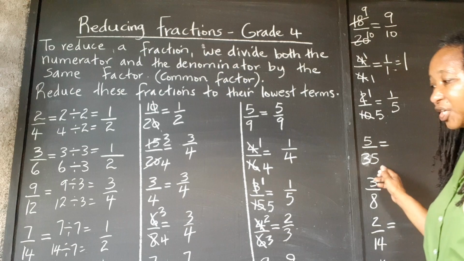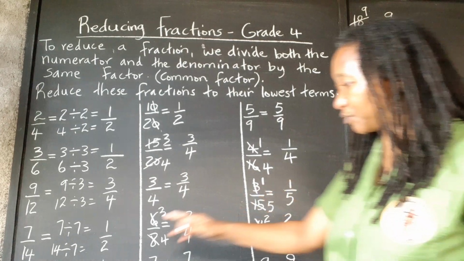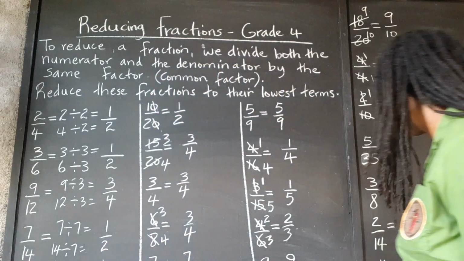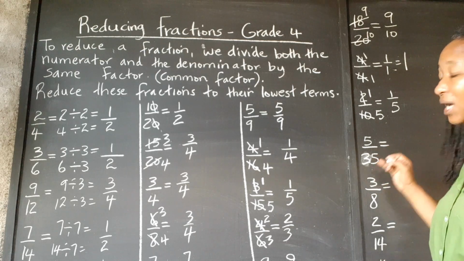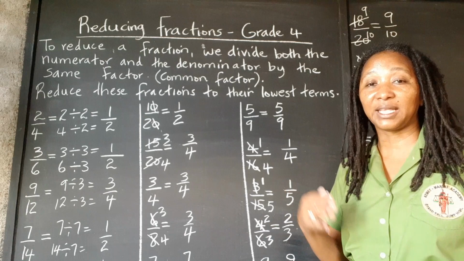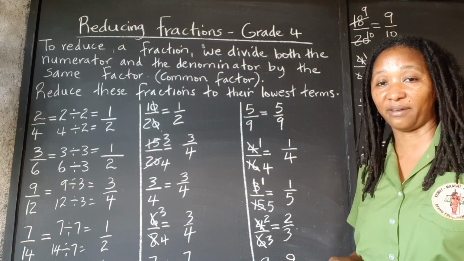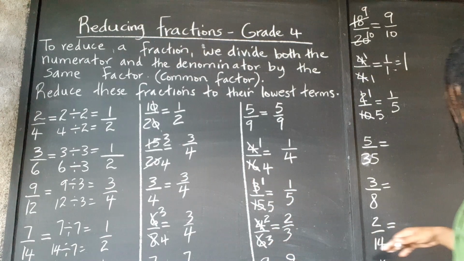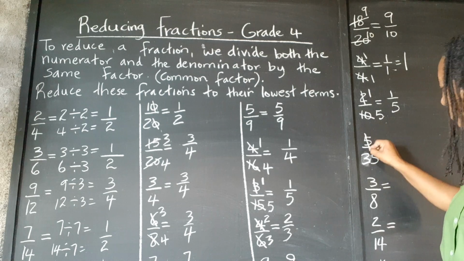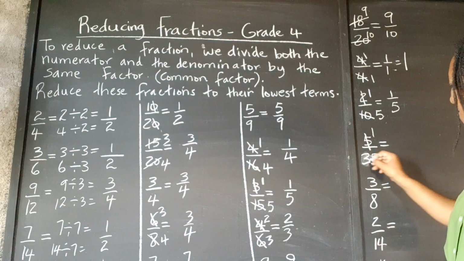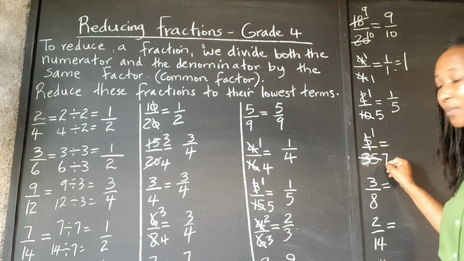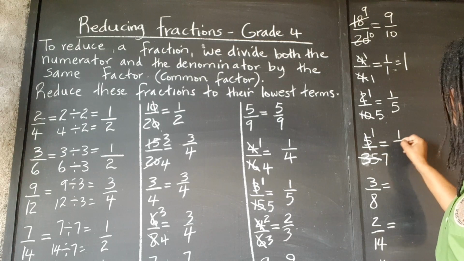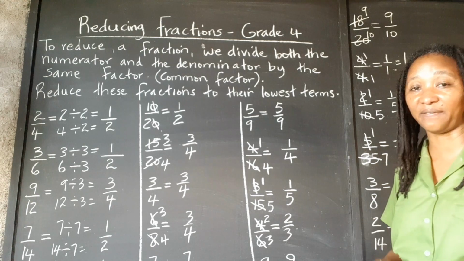Alright, so I did a quick change because I'm realizing that it's repeated. So now we have 5 over 35. We know once a number ends with 5, it can be divided by 5. That's a given. So let's just go and divide it by 5. 5 goes into 5 once. 5 goes into 35 7 times. So the reduced form is 1/7.